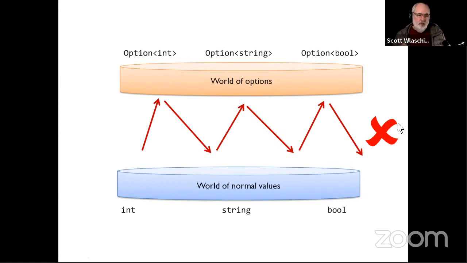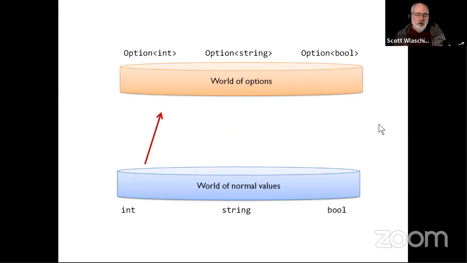Don't do this. What you really want to do is when you go into a different world, you want to stay in that world as long as possible. Try and do everything in that world and then only come down to normal world at the very end. And this is one of these changes in the way of thinking. This is the functional programming way of thinking, which is kind of hard if you're coming from object-oriented programming. So let me give you an example.